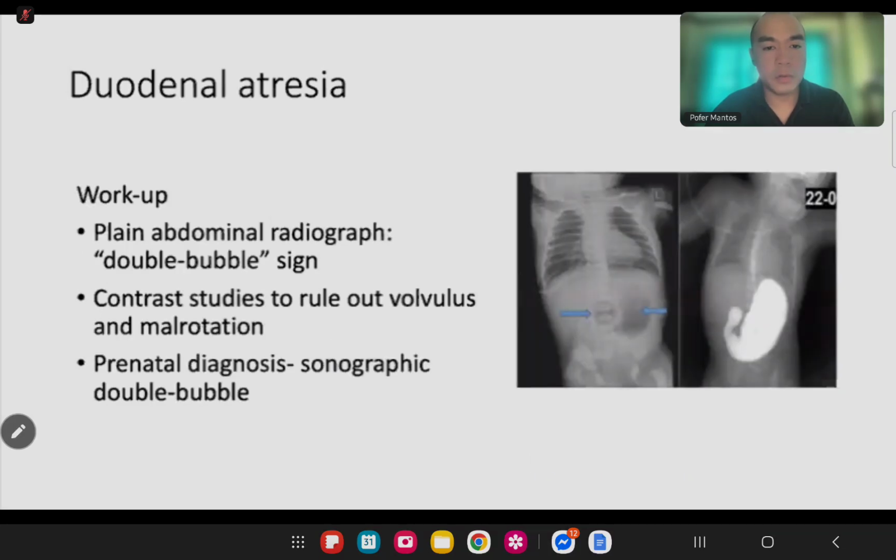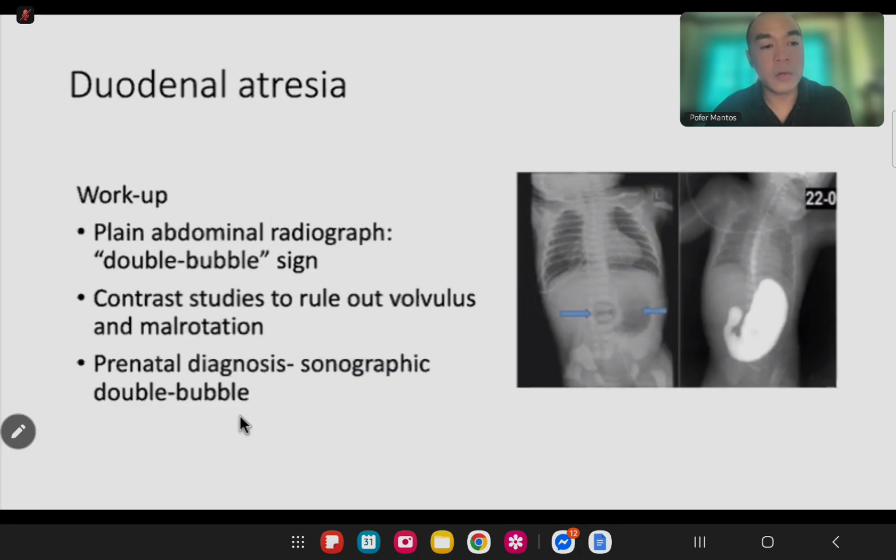And also, you can see in the X-ray the double bubble sign, which is the hallmark of duodenal obstruction. With this finding plus bilious vomiting, most likely the patient is having duodenal obstruction. A contrast study can also be done just to rule out volvulus or malrotation, which may also present with bilious vomiting.